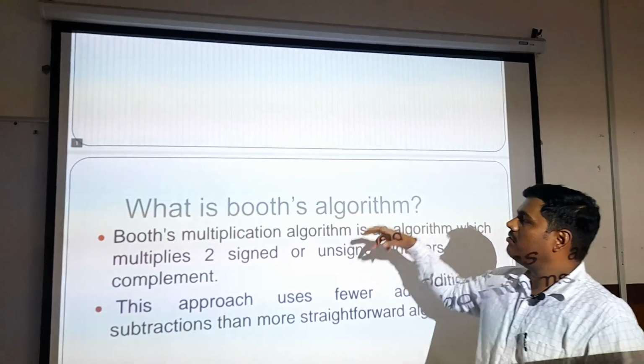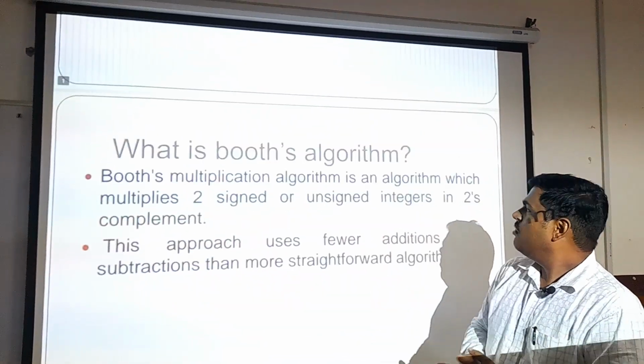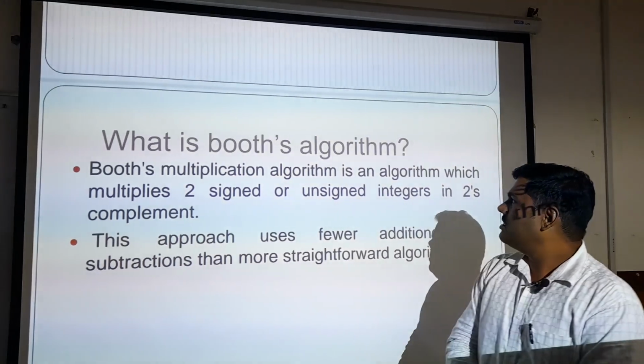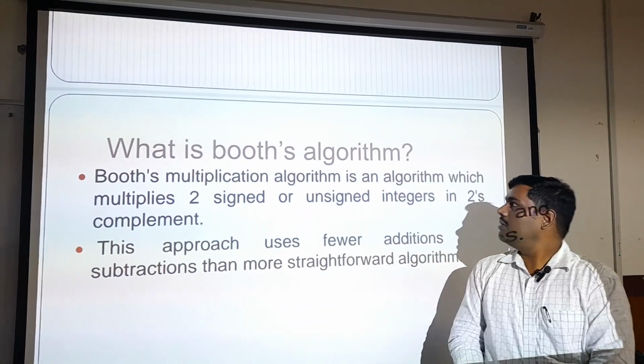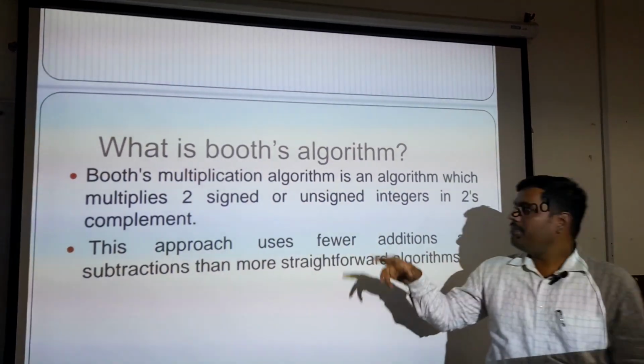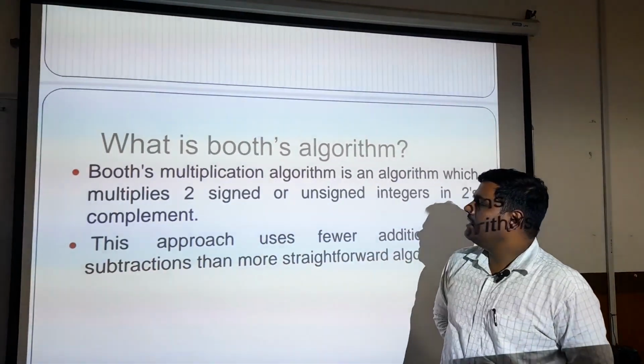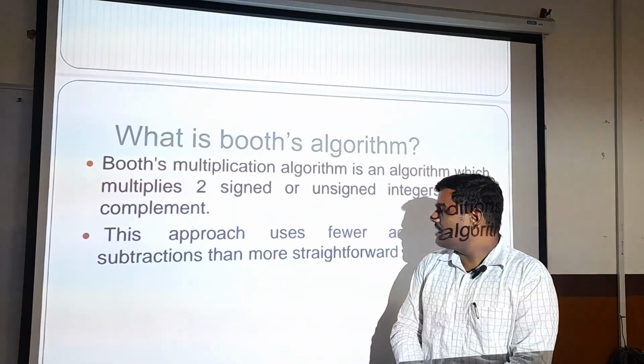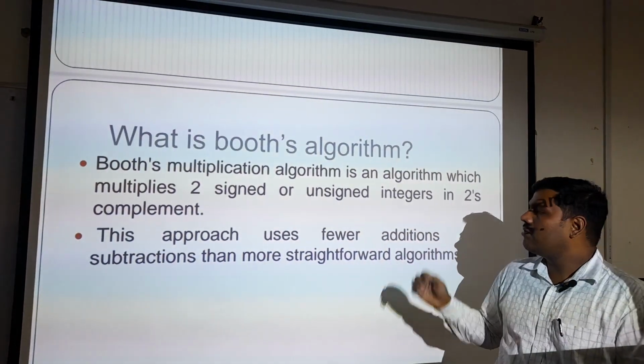First, I will discuss the definition of the Booth algorithm. The Booth algorithm is a multiplication algorithm which multiplies two signed or unsigned integers. This approach uses fewer additions and subtractions than other, more significant algorithms.